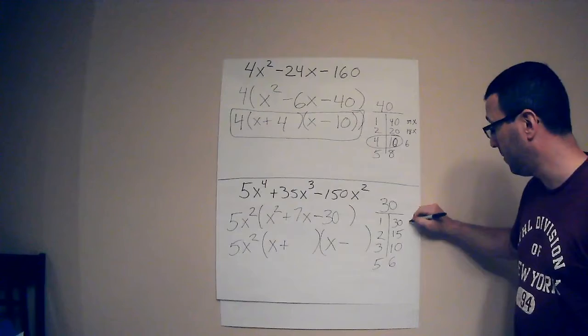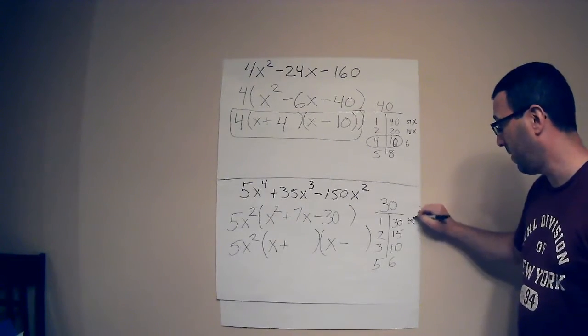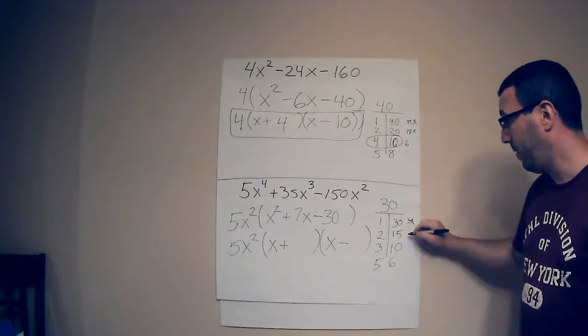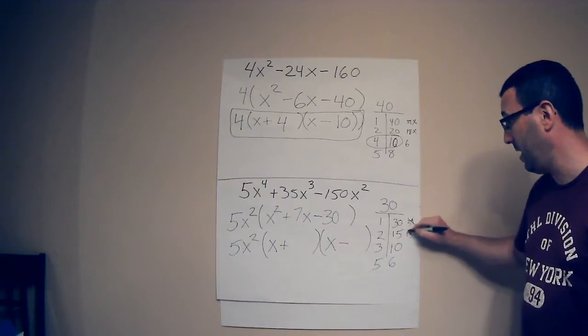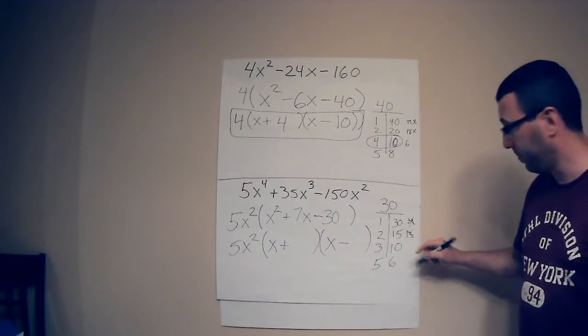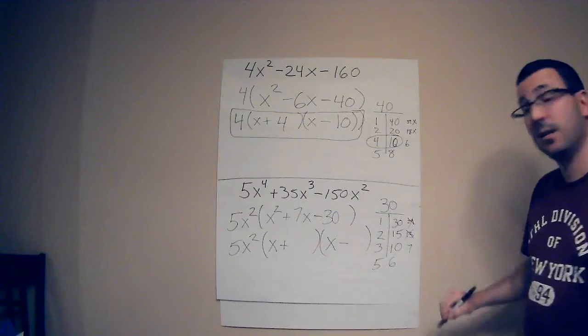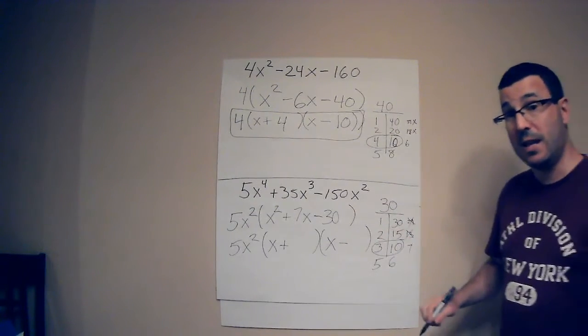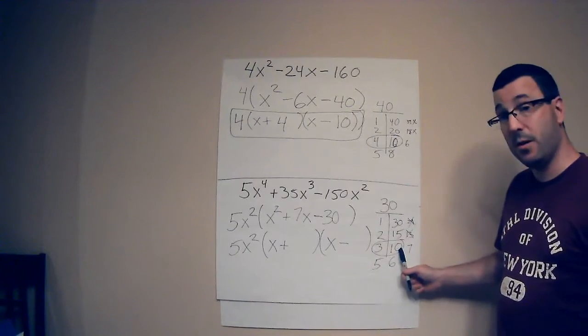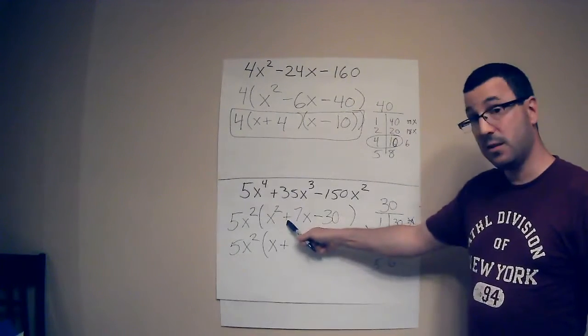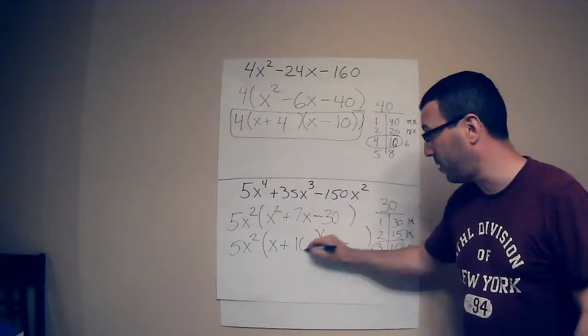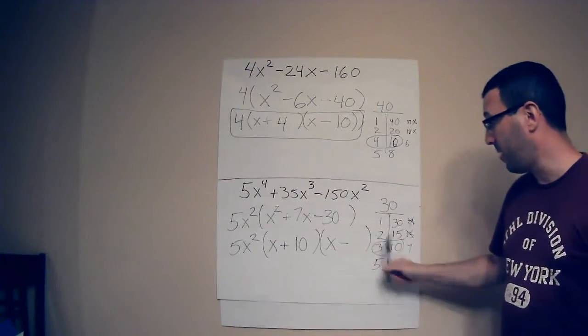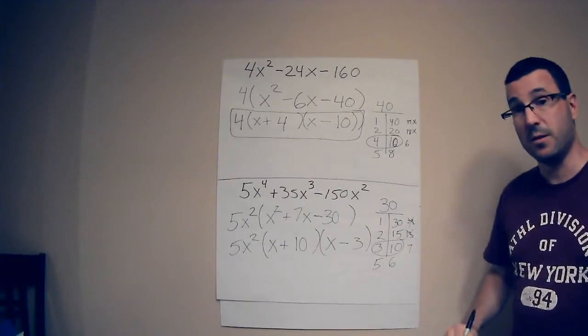30 minus 1, 29. Doesn't work. 15 minus 2 is 13. Doesn't work. 10 minus 3 is 7. So our factors are 3 and 10. 10 is bigger, so 10 is going to be positive. So I put it in the first parentheses. And the 3 goes in the second parentheses.